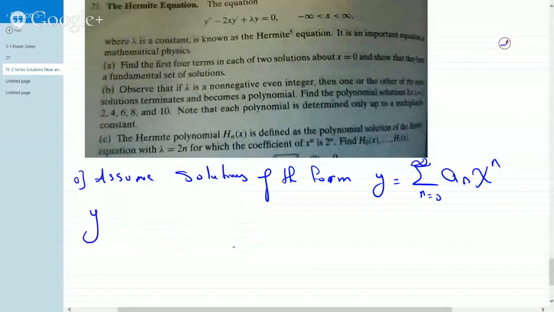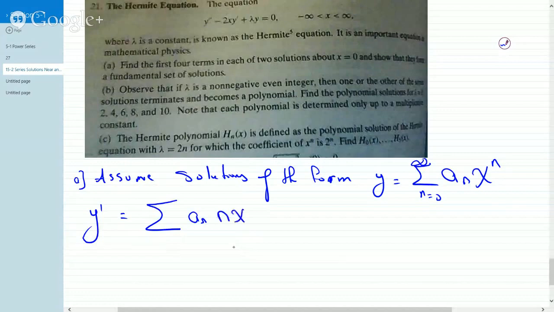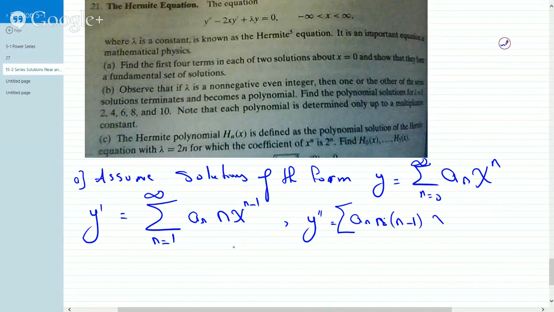Let's get started. So y prime is the sum of a n times n x to the n minus 1. And now we lose one term in the process, so now this starts at n equals 1. And likewise, y double prime will be a n times n times n minus 1 times x to the n minus 2. And now this starts at n equals 2 to infinity.